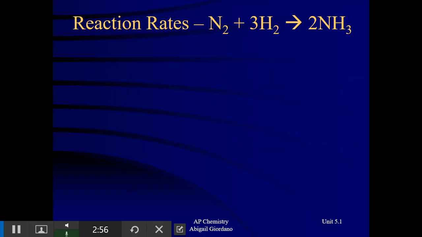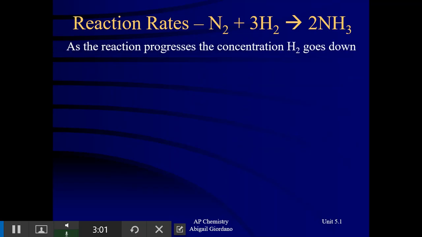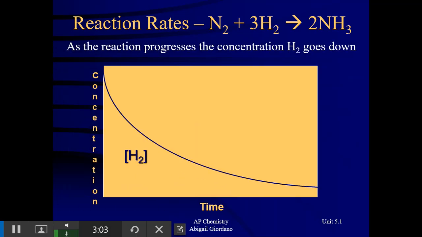Okay, so we have this simple synthesis reaction, the synthesis of ammonia. And as the reaction progresses, we are going to see the concentration of hydrogen, which is one of the reactants, decreasing over time. And that's the graph that we're seeing in front of us. Time is on the X, concentration is on the Y. Reactants are consumed, so the concentration should be decreasing.